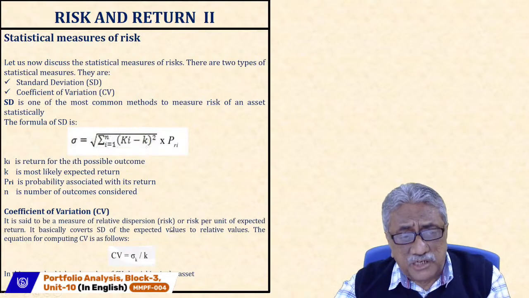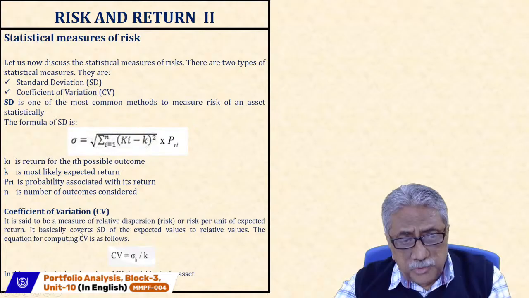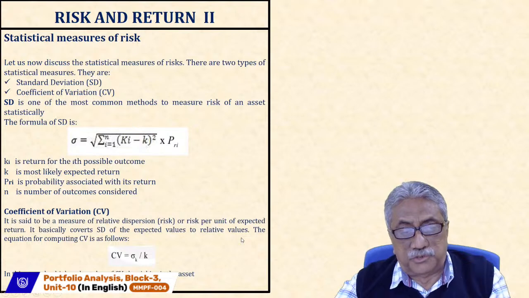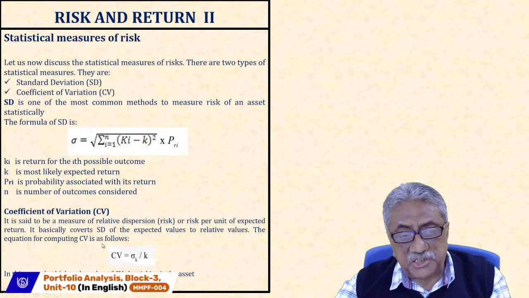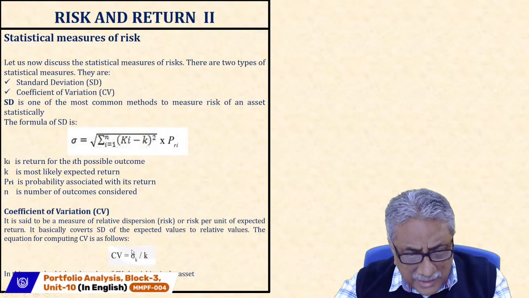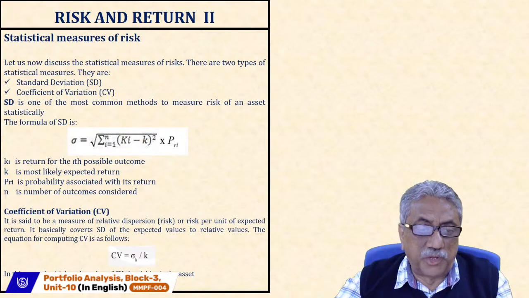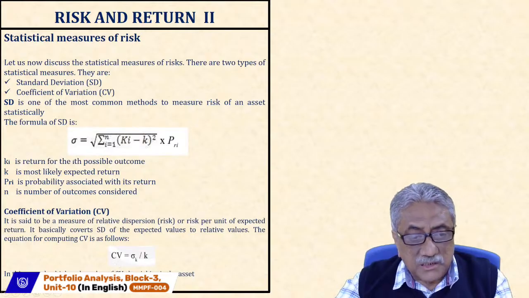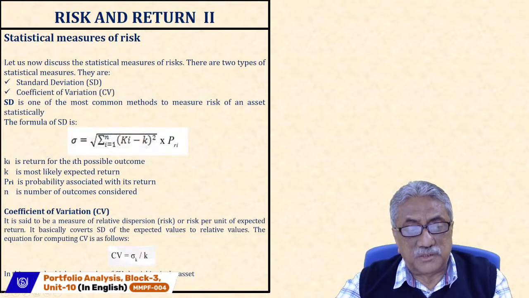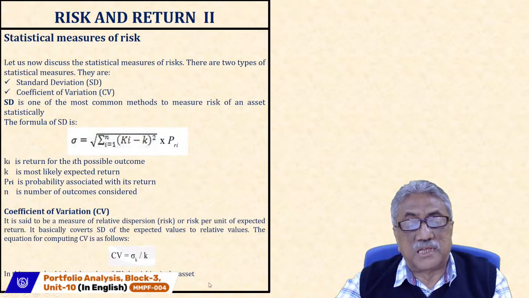It basically converts the standard deviation of the expected values to relative values. The equation for computing the coefficient of variation is as follows. What I am doing here is, per unit of change, how much is the variation? That is the coefficient of variation. The higher the value of the coefficient, the riskier the asset.